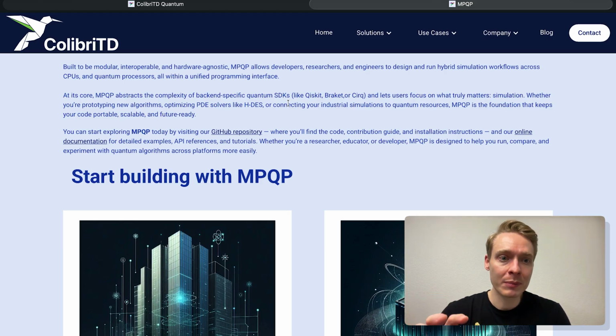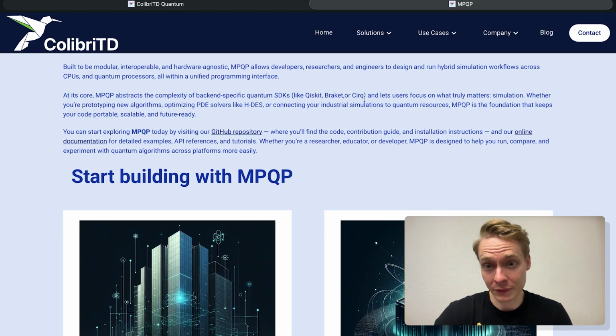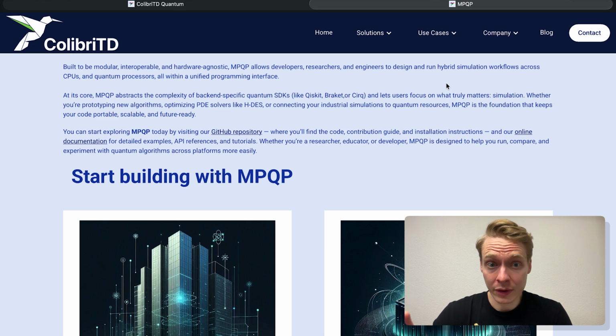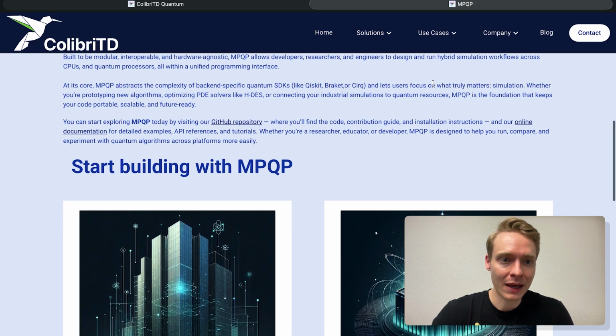At its core, MPQP abstracts the complexity of back-end specific quantum SDKs, so software development kits like Qiskit, Braket, or Cirq, which are basically other options to Qiskit, for example from Amazon, and lets users focus on what truly matters, simulation. Whether you're prototyping a new algorithm, optimizing PDE solvers like HEDS, or connecting your industrial simulations to quantum resources, MPQP is the foundation that keeps your code portable, scalable, and future ready.